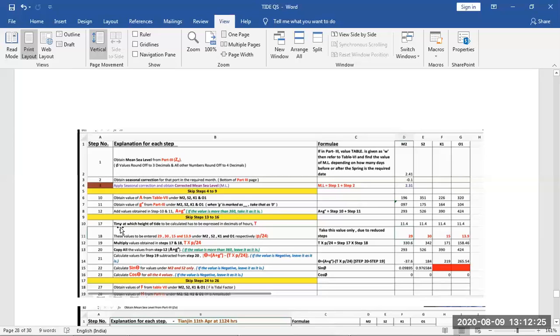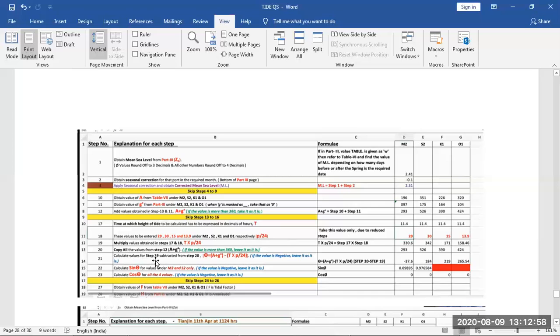Then the time, which we already saw, was 11:24. We convert it into decimal hours, that is 11.4 for all four. Now these speed values have to be entered as they are: 29, 30, 15 and 13.9. Next, multiply the values of steps 17 and 18. So 29 into 11.4 is 330.6, and the same way for all. Then copy the values of A plus G as they are: 293, 526, 390 and 430.